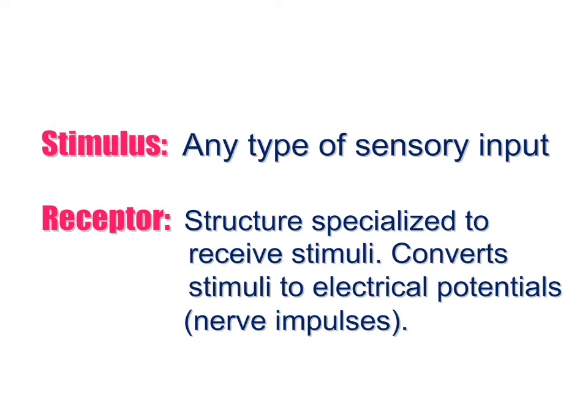So now that we've learned a little bit about the organization of the peripheral nervous system, we're going to focus on sensory receptors. And sensory receptors are structures that help to receive a particular type of stimulus. And the stimulus is basically any type of sensory input, whether it's light or chemicals or heat. This is all different types of stimuli. And so receptors are specialized to convert that stimuli into electrical potentials.